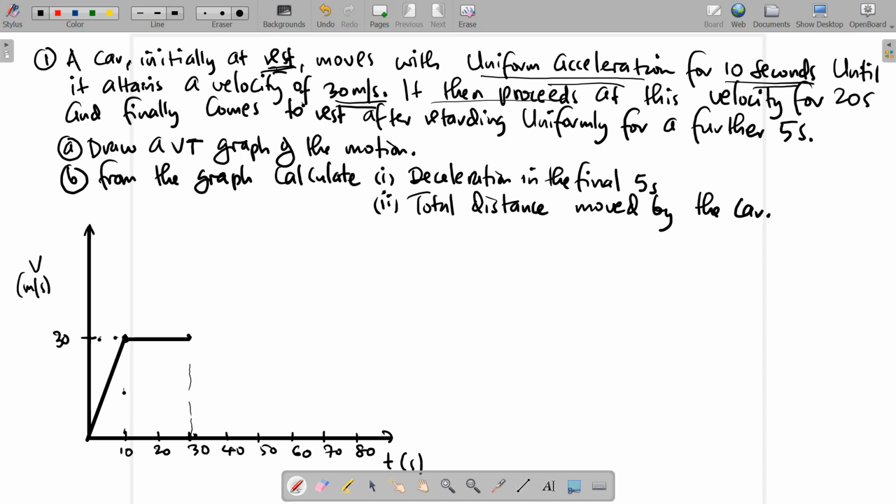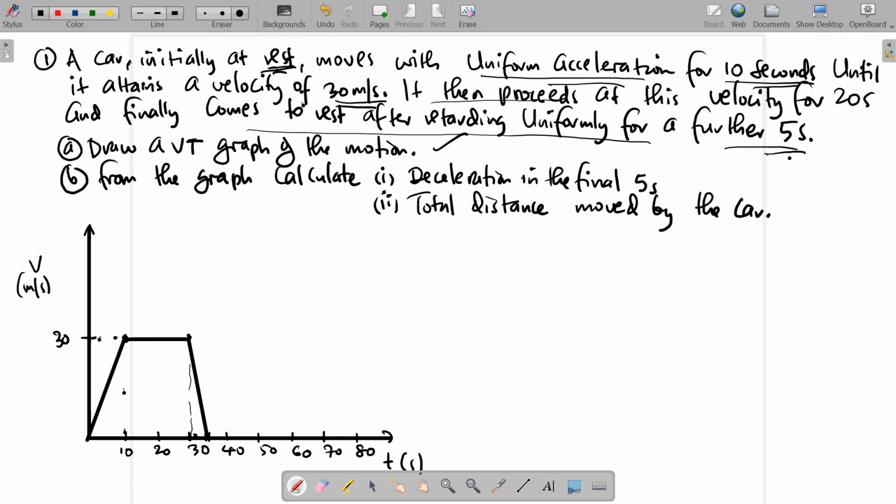Okay, so from there, they're saying that finally it comes to rest after retarding uniformly for a further 5 seconds. So if it's a further 5 seconds, it means it's this point in between 30 and 40, or 35 right here. Okay, and it reaches that point after 5 seconds. So we'll do that up to that point. Okay, so this is the motion of the car from the point of rest to a point that is 35 seconds later when it comes to a stop. Okay, so part A has been dealt with.